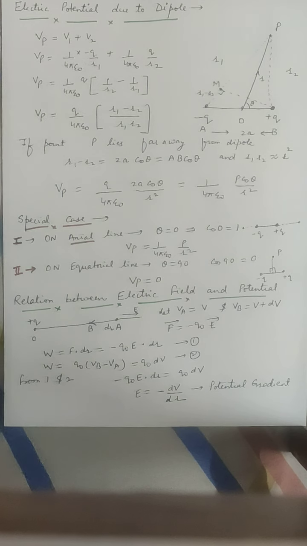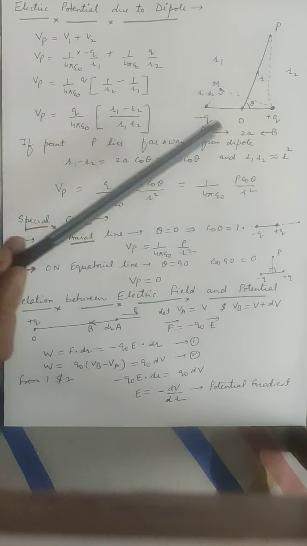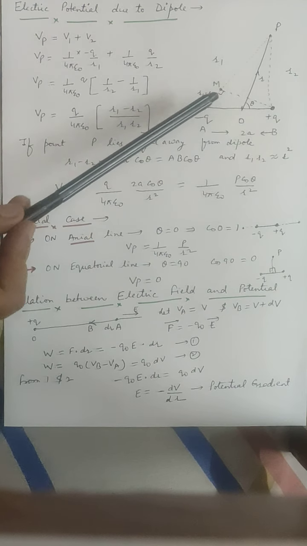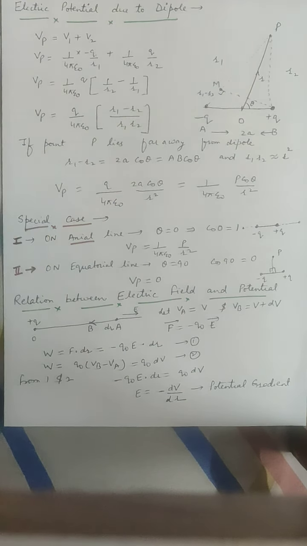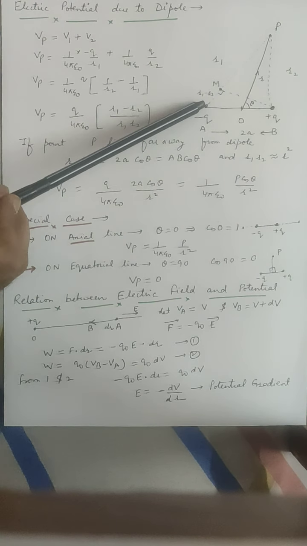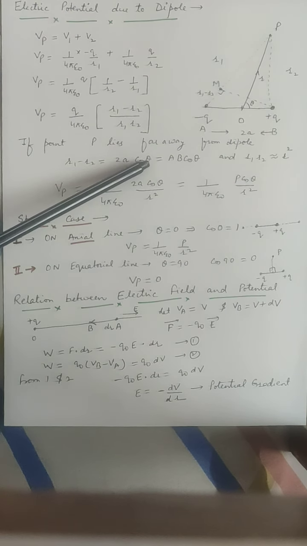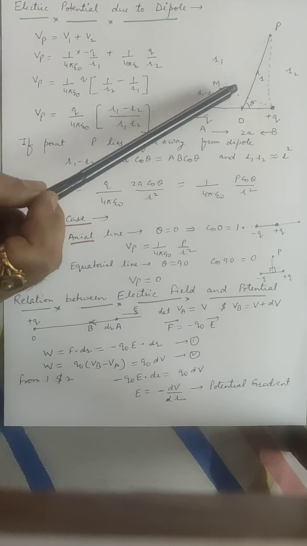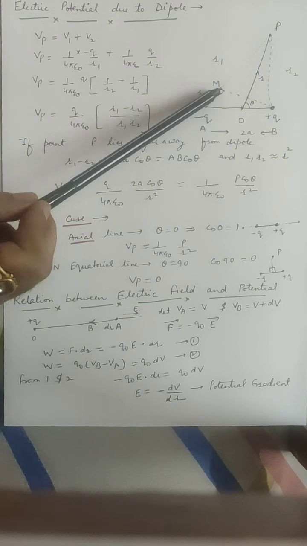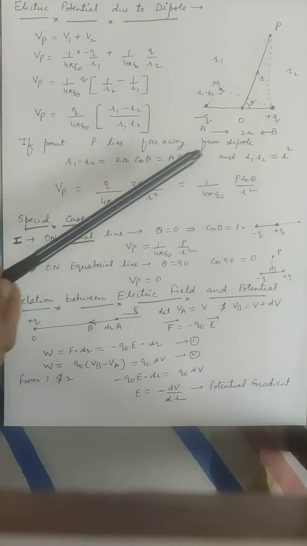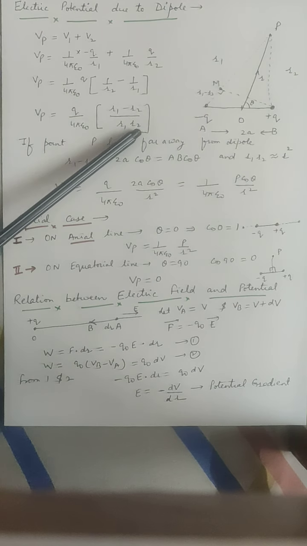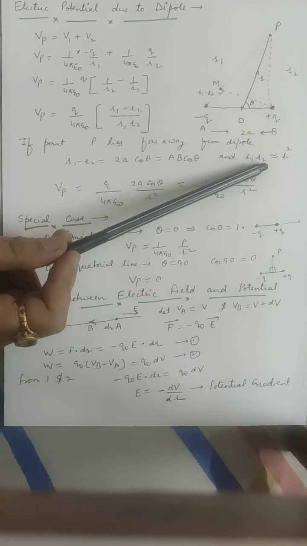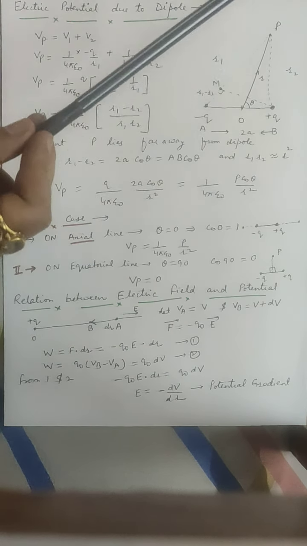Now if this point P is far away from the dipole and I draw a perpendicular from B on AP, which meets at point M, then r1 minus r2, which is AM, becomes equal to 2a cos theta, in this triangle AMB. Now 2a is equal to what? AB, so it becomes AB cos theta. And the value of the product r1 r2 becomes approximately equal to r square, since this point is very far.